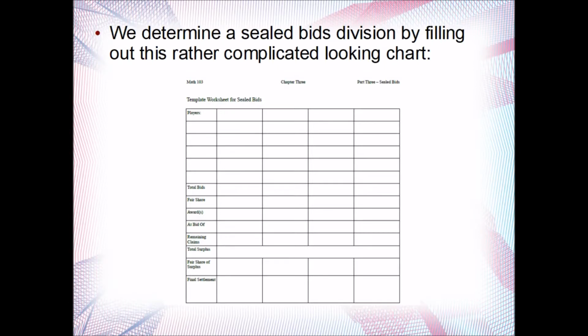The way that sealed bids works is that each player secretly bids on every item. They either bid what they think the value of the item is or what they'd be willing to pay for it. These are probably the same thing. They do this secretly and then they submit their bids to us, the arbiter, and we figure out who's getting what by filling out this complicated chart. It is too big to fit on my screen all at once, so I'm going to go through this in chunks.